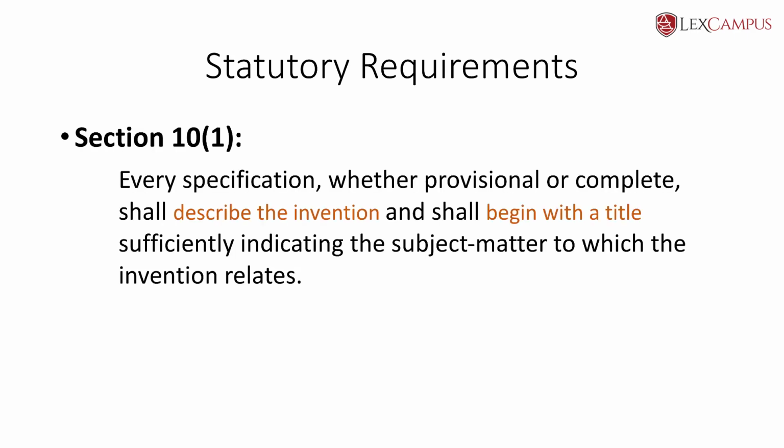Section 10(1). It says that every specification, whether provisional or complete, shall describe the invention. So the job of the specification is to describe the invention. So that's where we get the requirement of description and a disclosure. The disclosure, there are certain requirements for the disclosure. So you need to describe the invention in the specification, and there are certain objectives for that description. There are certain requirements. We'll get to that.